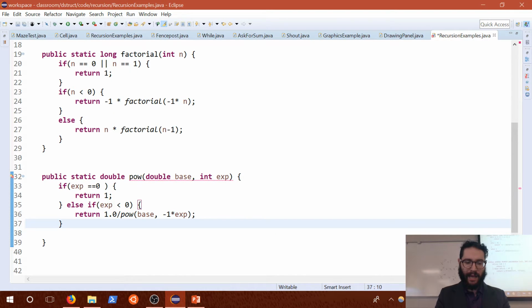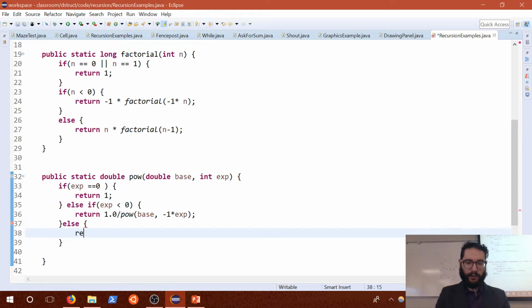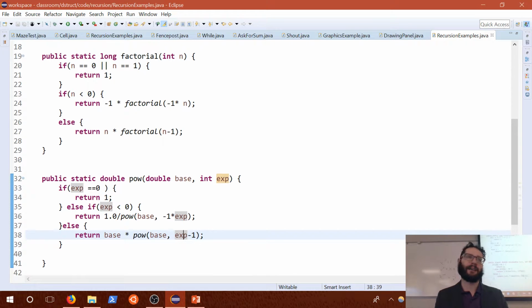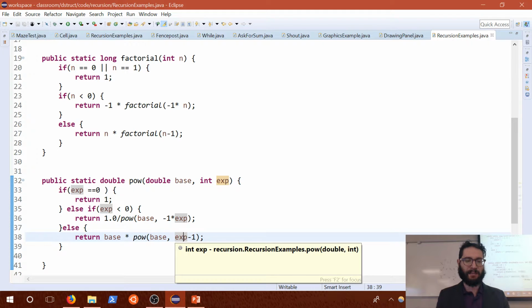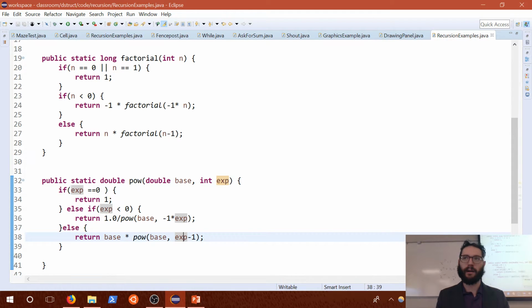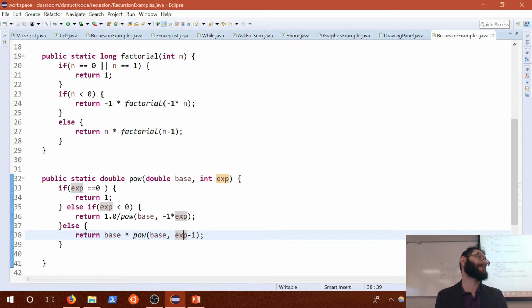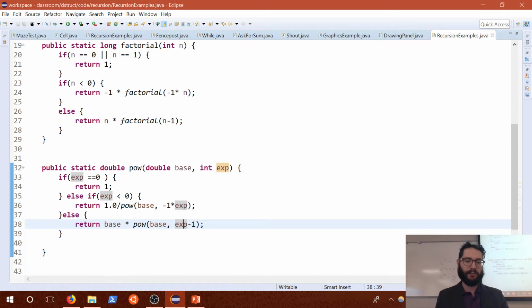So that will bring us to our last case, which is otherwise we're going to return the base times the same base raised to the nth minus 1 power, so exponent minus 1. And we know that if we're given a negative 1, we're going to flip to the positive cases, so we don't have to worry about counting in the other direction, right? So if we're given a positive exponent, well, that will call exponent minus 1, which will call exponent minus 1, which will call exponent minus 1, and so on and so forth until exponent is 0. So these will make progress towards our base cases.